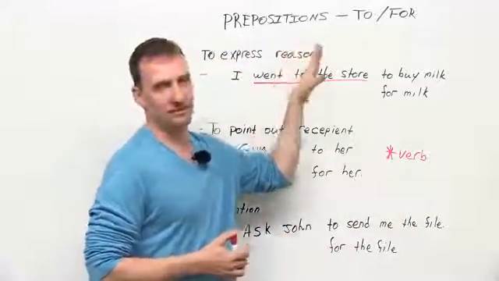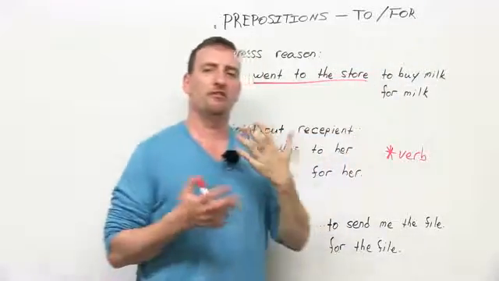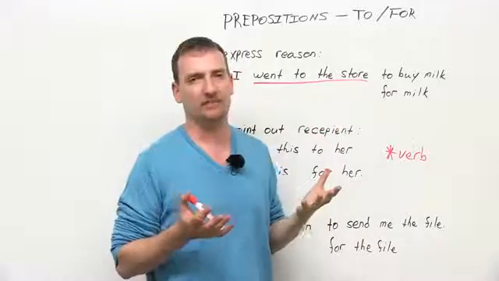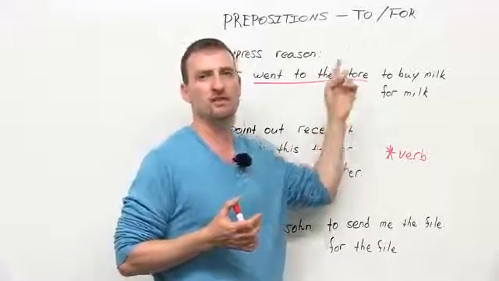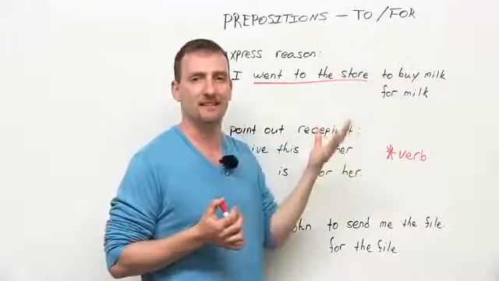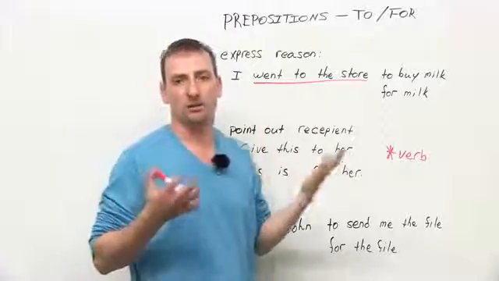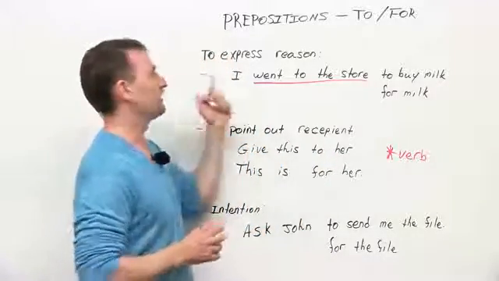Today's prepositions that we're going to look at: to and for. Now, there isn't really a set rule for these prepositions. They can be used in many different ways. What I'm going to try to show you today is when to use to instead of for, when to use for instead of to. Now, to do that, we first have to look at the situations in which we use these prepositions. So let's start.